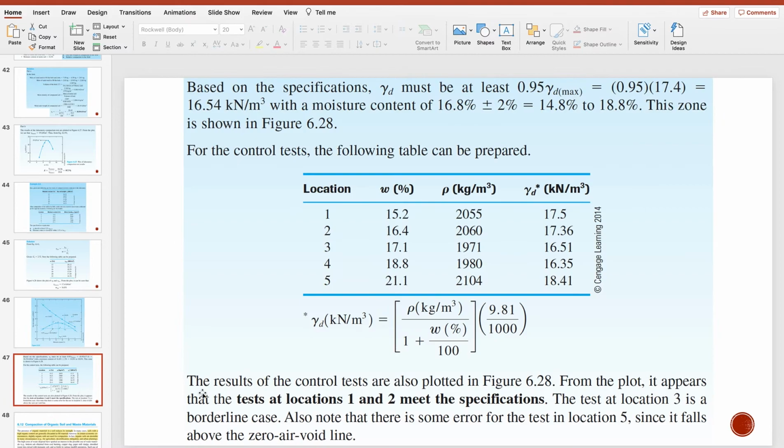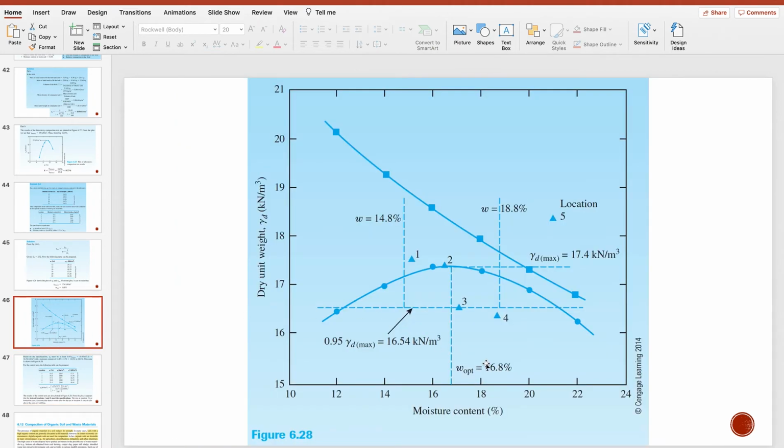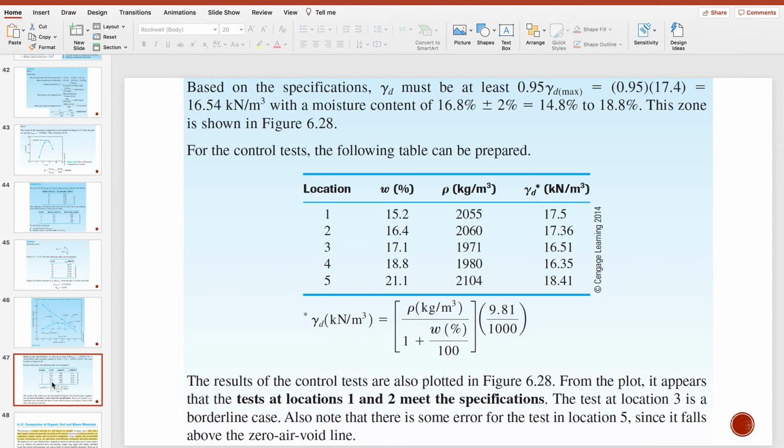But there is some error for at least for the test location in 5 since it falls above the zero air void line. So may error tayo sa number 5. Ito yung 5. So this is 1, this is 2, this is 3, this is 4. So okay lang, malapit sila. Si 1 at saka si 1, 2, 3, and 4. Pero si 5, lagpas na siya. So that is our error there.